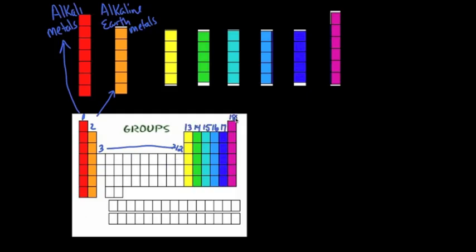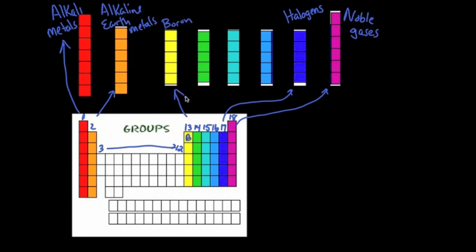There are 2 other groups on the periodic table that have special names. Group 17 are called the halogens. They are the most reactive nonmetals, and they like to react many times with the alkali metals or the alkaline earth metals. Group 18 are called the noble gases. The elements that make up the noble gases have a full outer shell, so they don't react with any other elements.